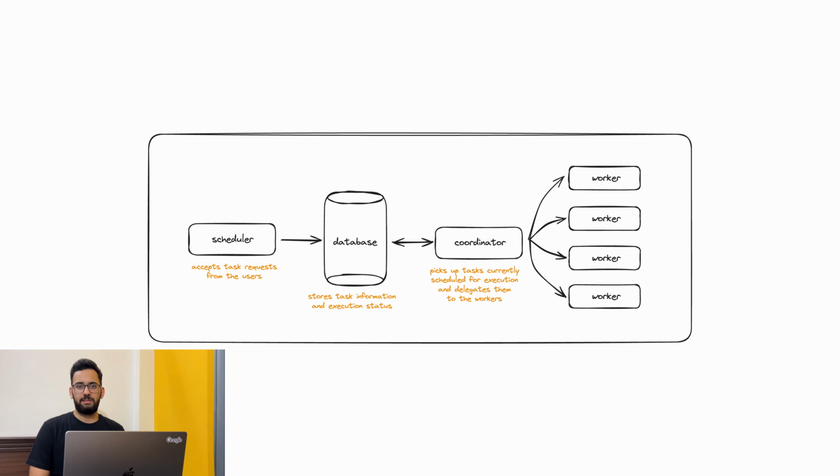The task scheduler that we designed consisted of a few components. It consisted of a scheduler that received task scheduling requests from the user and persisted them into a database. We then had a coordinator that would constantly keep scanning the database to look for new tasks that needed to be executed at the current time. If it found any tasks, it would pass them off to the workers that are registered with it.